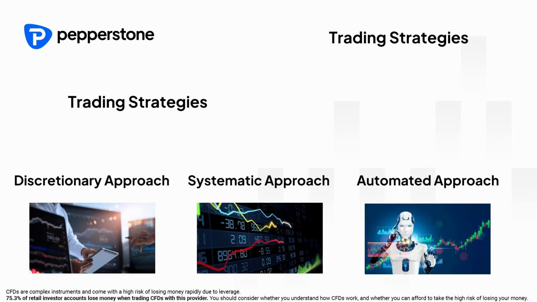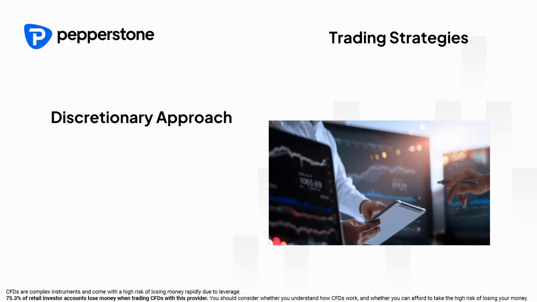There are three trading strategies that we will look at today: the discretionary, the systematic, and automated trading approaches. Let's now look at each of these individually to help you decide which one could work best for you. Let's first look at discretionary trading.